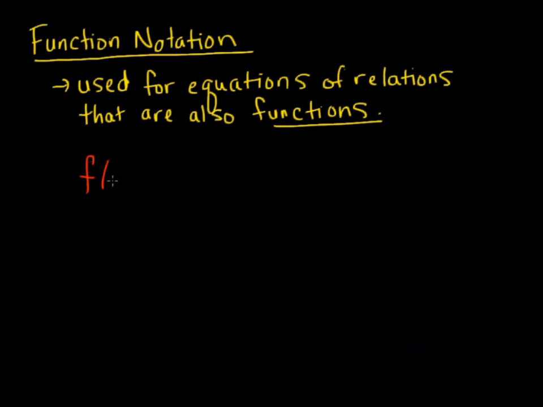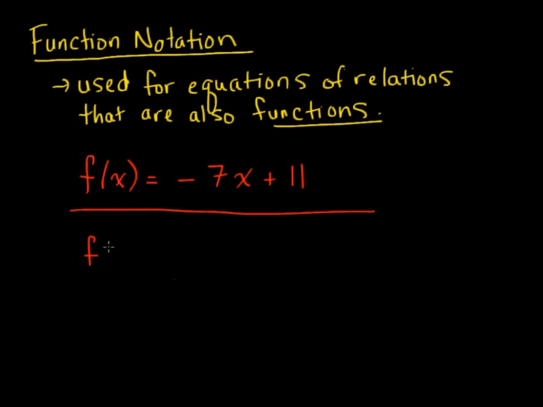Here's another example of function notation. Let's say we have f of x is equal to -7x plus 11. Now this happens to be a linear relationship or linear function. Again, any line that you draw would be a function other than a vertical line. A vertical line would not pass the vertical line test to be a function, but any other linear relation that you could draw on a graph would be a function.